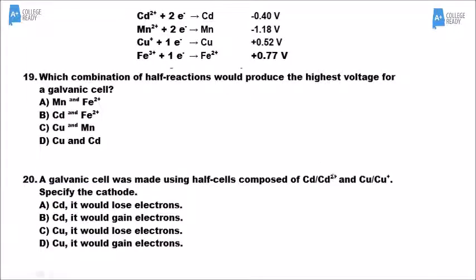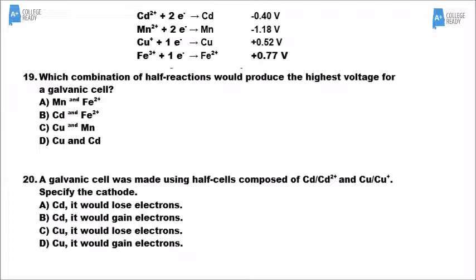For number 19, you want to pick the oxidation with the greatest positive number, and then you want to pick the reduction with the greatest positive number as well, which means combining the iron. You want to combine the iron with 0.77 with the manganese, which is 1.18, and the manganese would flip to be positive 0.18, giving us a greatest overall value when added together.